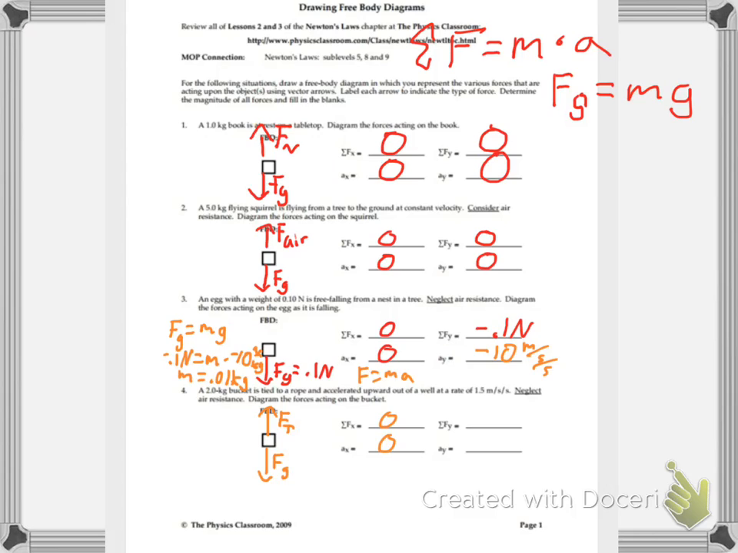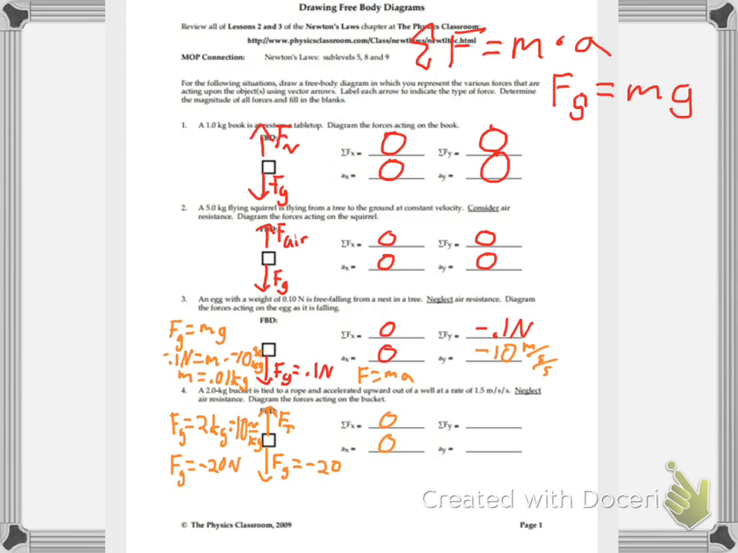We want to find the weight of the object. So our force due to gravity is 2 kilograms times negative 10 newtons per kilogram. So the weight of this object, the force due to gravity, is negative 20 newtons.